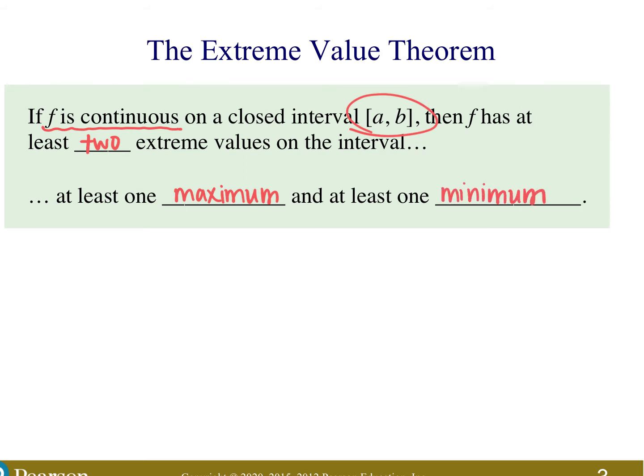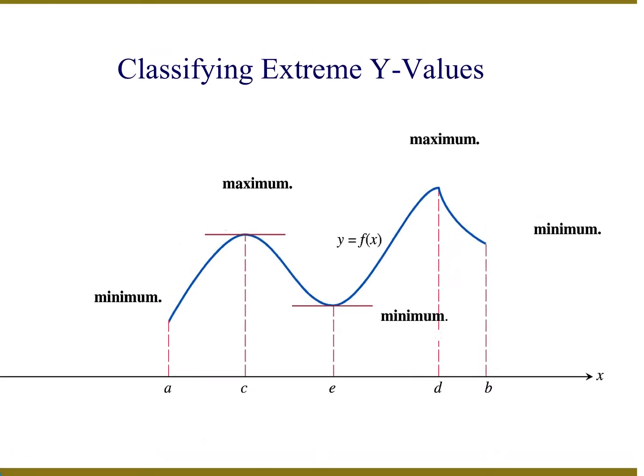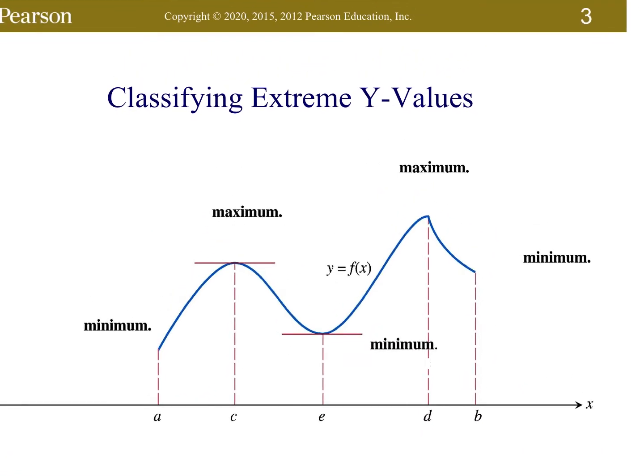Now, if it's not a continuous function, then you're not guaranteed anything. But if it is a continuous function and has 2 closed endpoints, then you have 2 what we call extreme values. An extreme value is either a max or a min, and you'll have at least 1 of each, if not more. So let's look at a picture. Here's a function. It is closed. It's continuous. There are no breaks, and there's an endpoint on the left and an endpoint on the right. So we're guaranteed at least 2 extreme values. In fact, this one has 5.